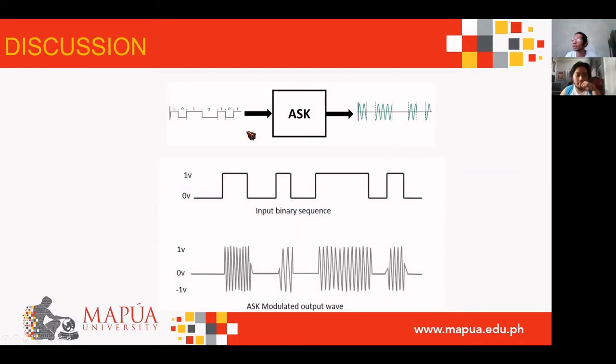You can see here the simplest block diagram of ASK, where the input signal is a pulse in the form of 1 and 0, or the digital signal. Then the output signal in ASK form is sinusoidal, where there are durations when the amplitude is positive, or on, and durations when the signal is off, with no sinusoidal wave at all. As you can see, the input binary is in 1s and 0s, and this is the ASK modulated output wave on the lower part.